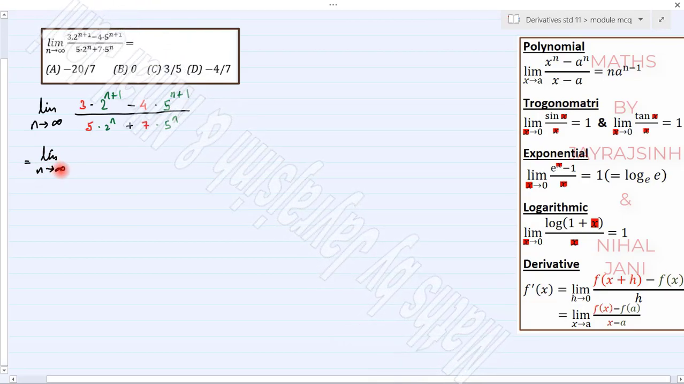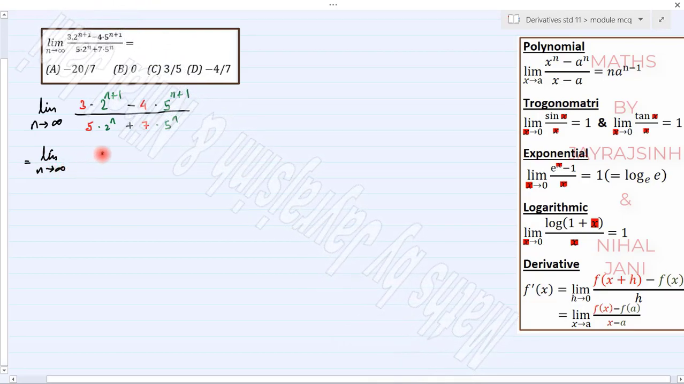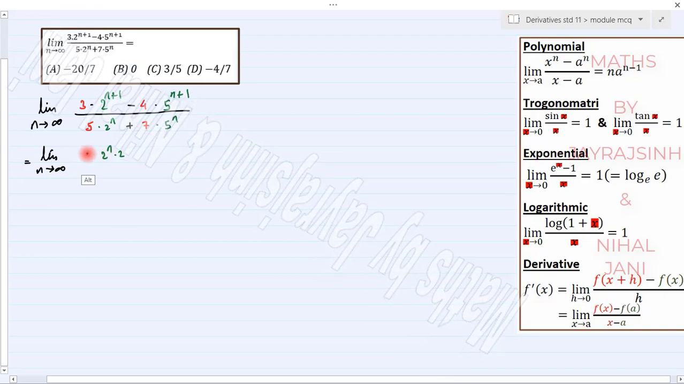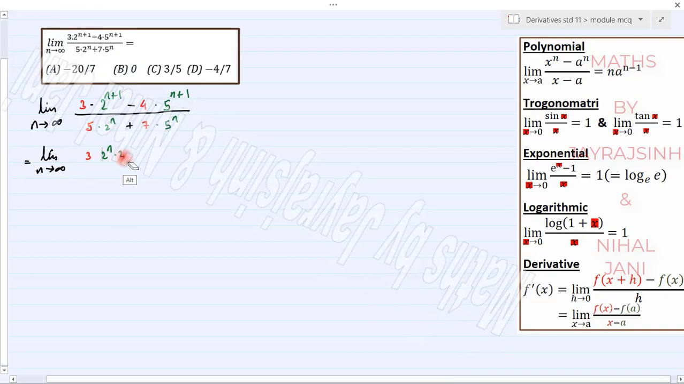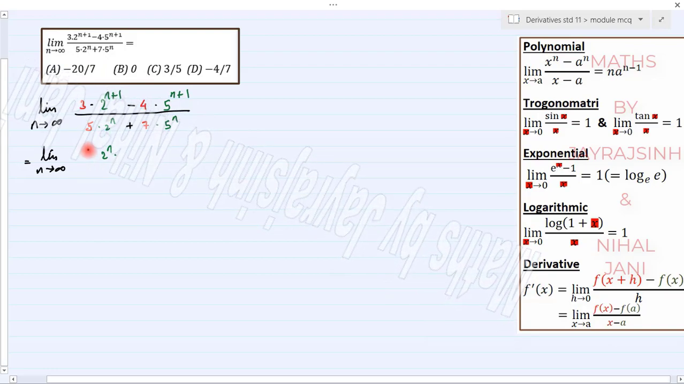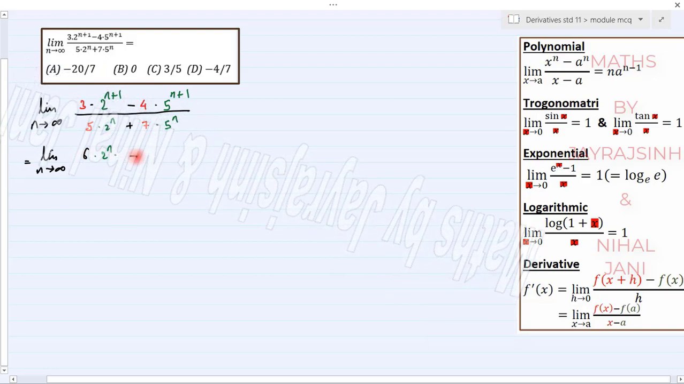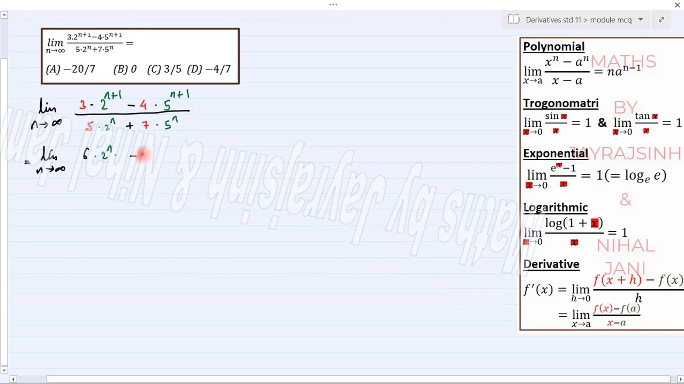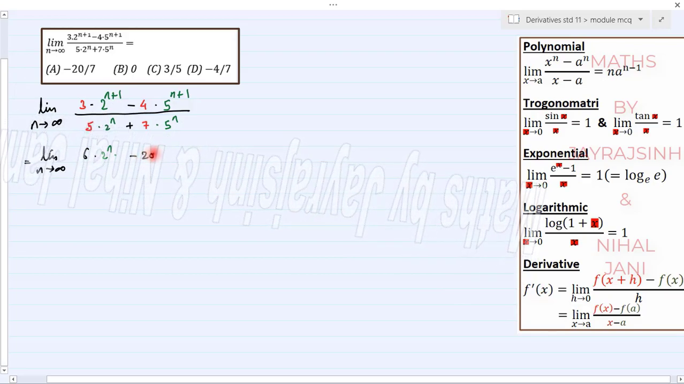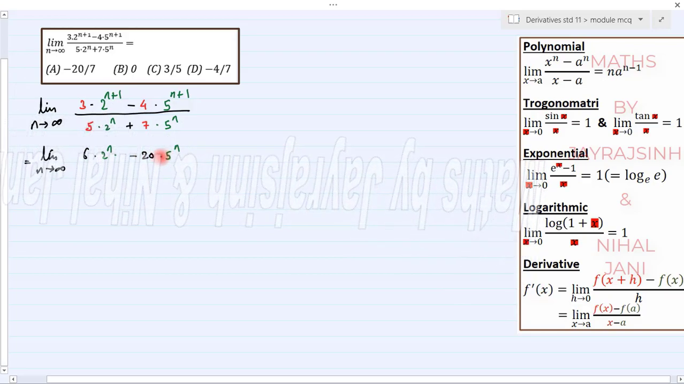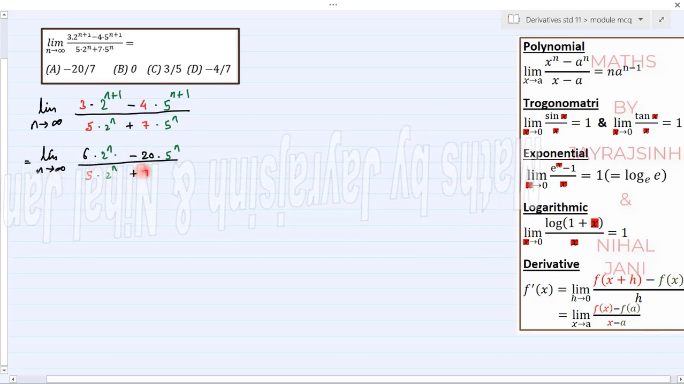This 2 raised to n plus 1 will split into 2 raised to n into 2. So, if we multiply 3 and 2, we'll get 6. Similarly, in the second term, we'll get 4 into 5, or we can say 20 into 5 raised to n. And your denominator will be as it is.